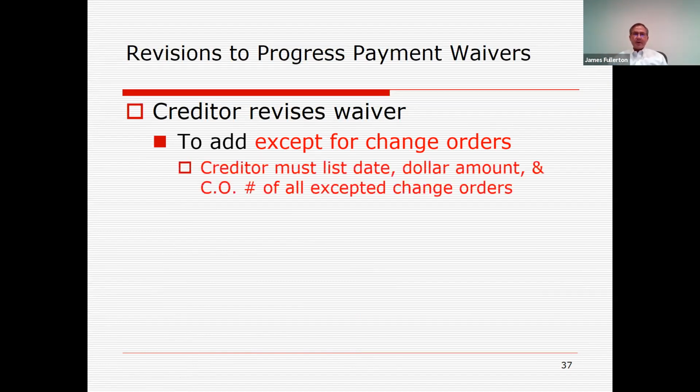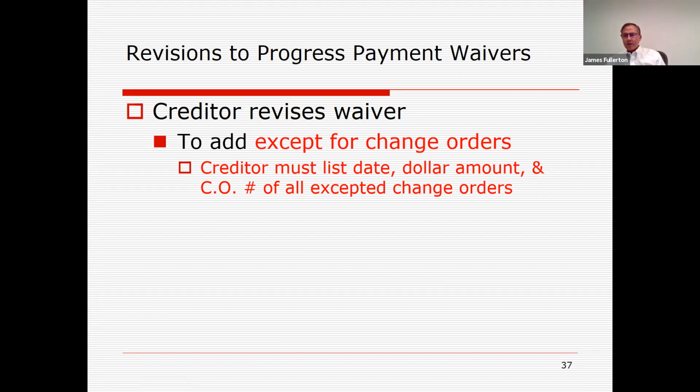That's a little bit trickier. And this is really the point I wanted to make. I tell my GC and owner clients that if the sub or the GC wants to add except for change orders, or except for claims on a lien waiver or a claim waiver, you've got to make the contractor list the date, dollar amount, and change order number of all change orders they're talking about.